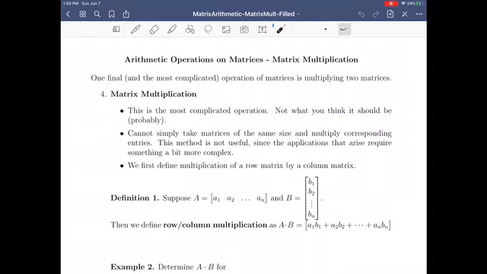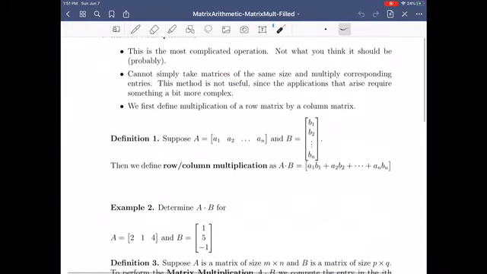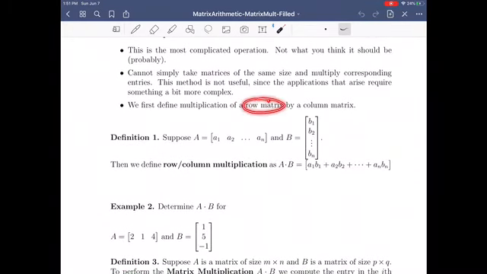So we can't just take matrices of the same size and multiply corresponding entries like we did with addition and subtraction. This is a type of matrix multiplication. It's called Schur multiplication. But for applications, what we actually require is something a bit more complex. So to introduce that, we're going to try to break down the idea. First we look at how we multiply a row matrix by a column matrix, because this is what we're going to need in order to do our matrix multiplication.